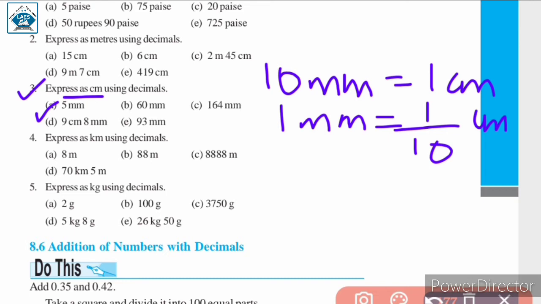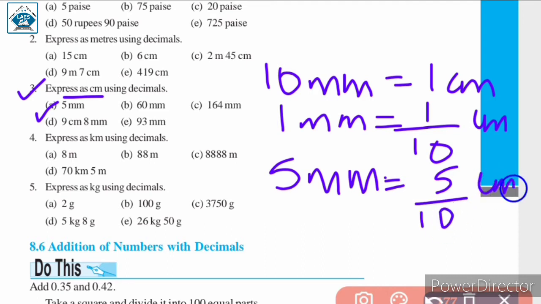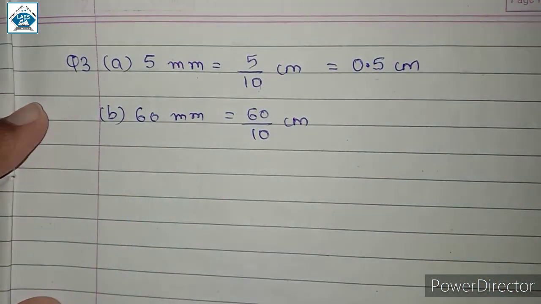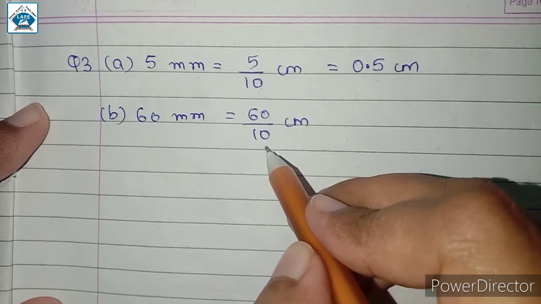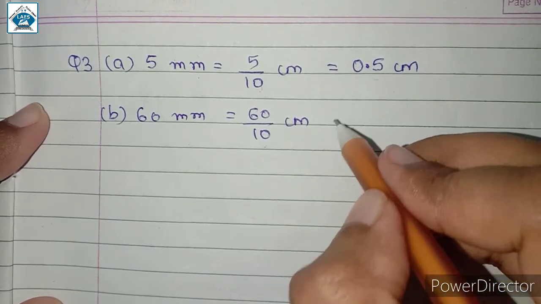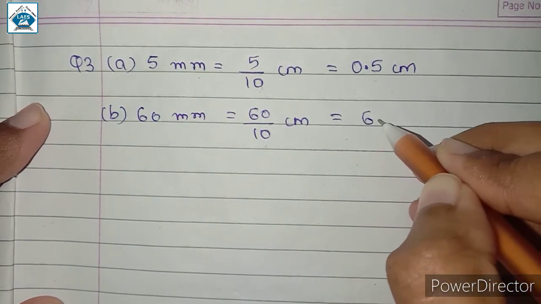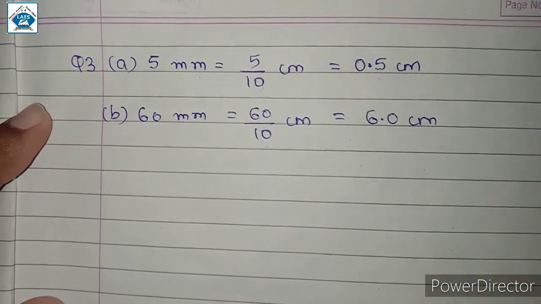So we are given 5 millimeter. So 5 millimeter will be equal to 5/10 centimeter. And 5/10 is nothing but 0.5 centimeter. So in this way we will convert millimeter to centimeter. So 5 millimeter is equal to 0.5 centimeter. Next, 60 millimeter. Converting this into centimeter, we have 60 by 10 centimeter. So the zeros get cancelled. Here we have 6, or we can write 6.0 centimeters.